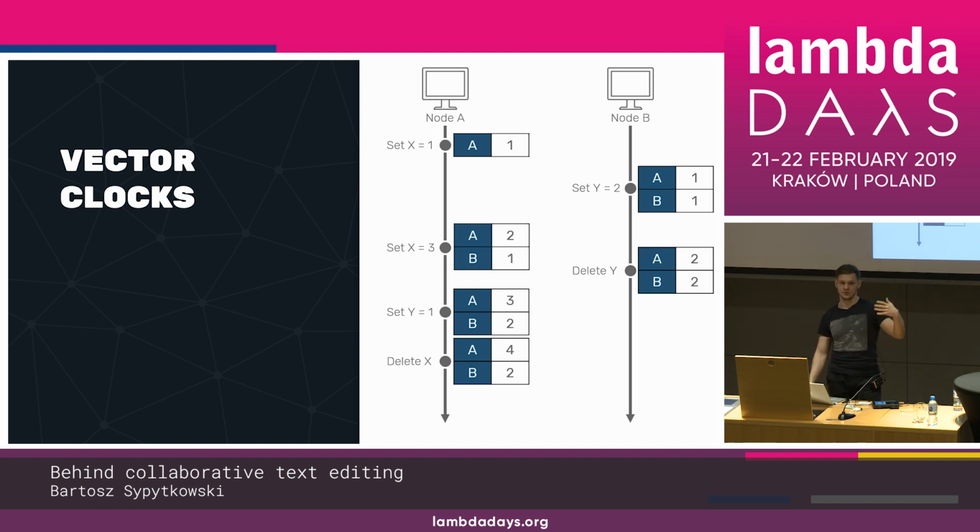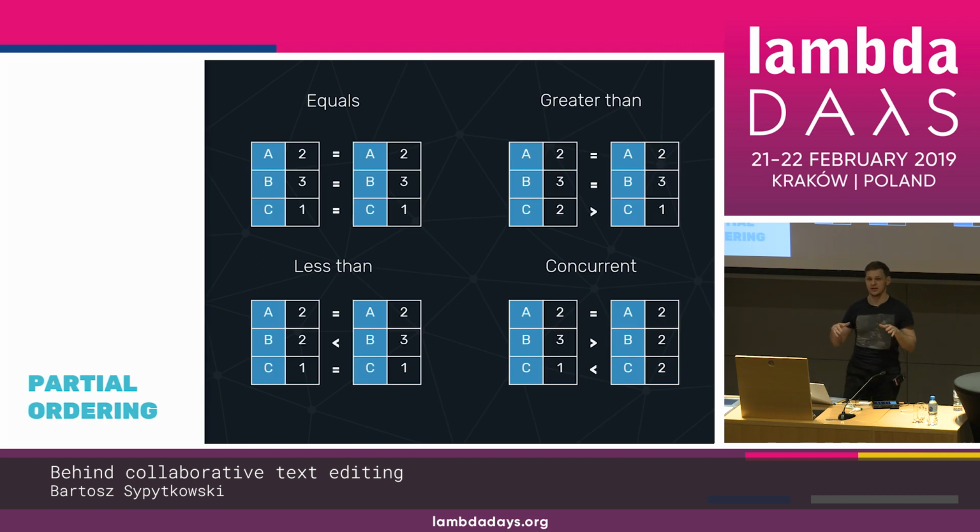Each vector clock describes a new version of our document. And how does it look? How does it work? We can actually order our vector clocks, but not only order them using less than, greater than, or equal constraints, but also detect the concurrency of operations. And how do we compare them actually?